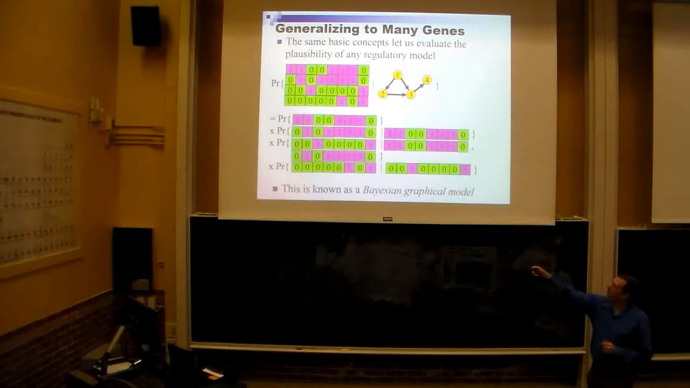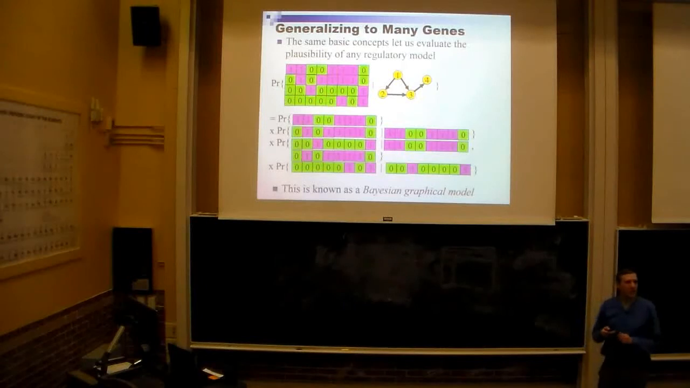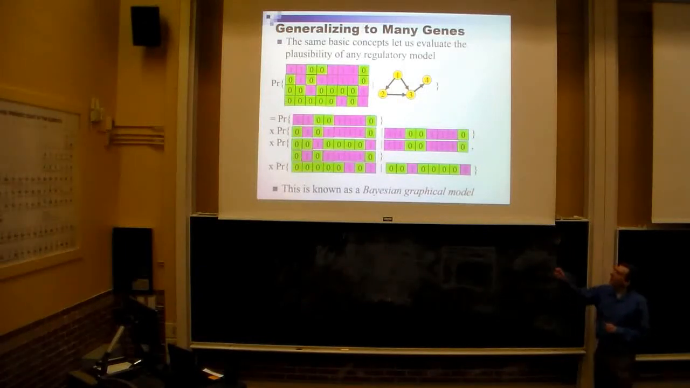We're saying one is not regulated by anything, so we would evaluate the likelihood of the expression vector for one using the logic we've seen before. We're saying two is regulated by one, so we need to consider the conditional probability of the expression vector for gene two, given that we get to observe the expression vector for gene one. We might have a gene that has multiple regulators, but that's a pretty straightforward generalization. We would need to consider the expression vector for gene 3 and ask what the likelihood of that is, given that we get to observe both gene 1 and gene 2 and assume that they're regulators of 3. But that's basically the same kind of thing.